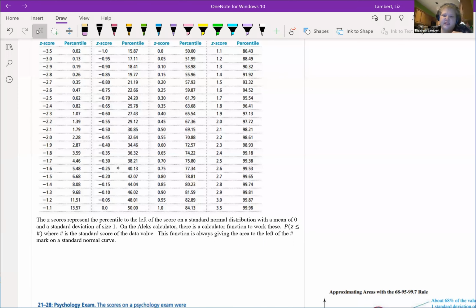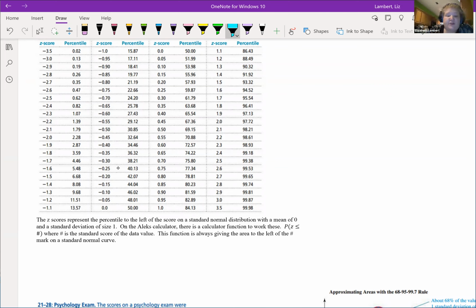So it's to the left. A standard normal distribution has a mean of 0 and a standard deviation of size 1. We can take any normal distribution and standardize the numbers by using the formula up there, figuring out the difference and figuring out what proportion of a standard deviation it is. And once we do that, it will line up with all these percentiles.